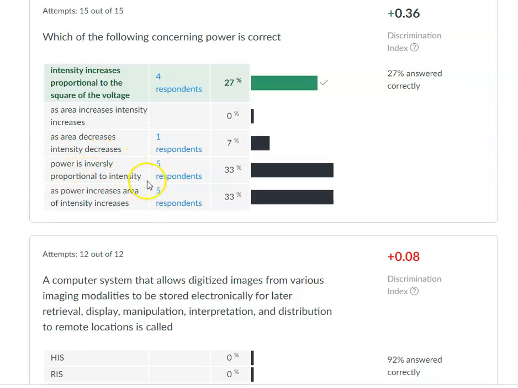Power is inversely proportional to intensity. That's not true. They're directly proportional. And as power increases, area of intensity increases. No, the area is determined by the size of the pulse that you send out. So again, the correct answer is the intensity increase is proportional to the square of the voltage. Remember, voltage squared is proportional to the power.